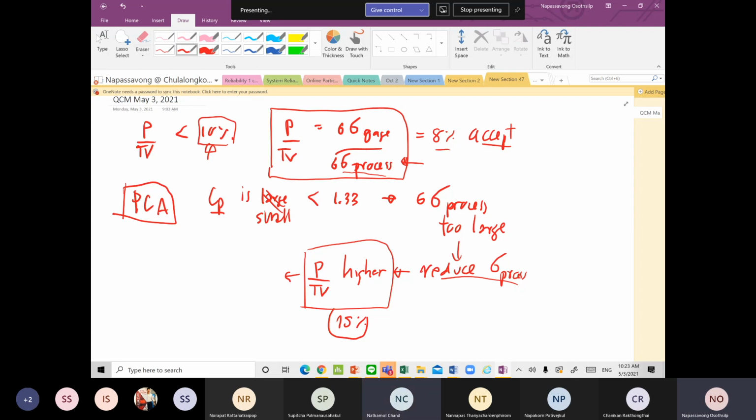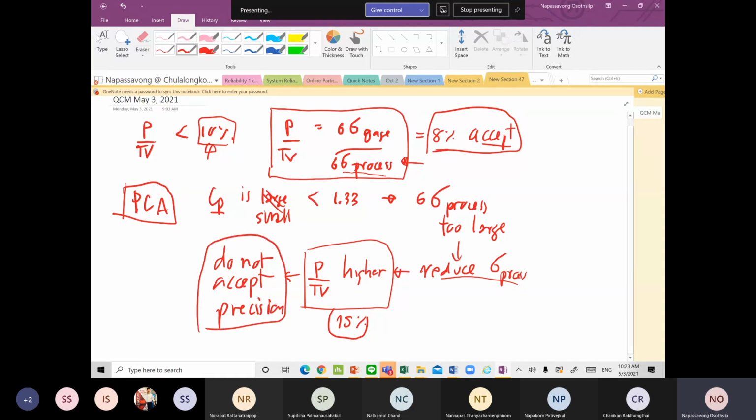Do not accept it. Right, do not accept precision. I want you to notice this: first we accept the precision, but now we do not accept it. Why? What are the factors that contribute to whether we accept or do not accept it?